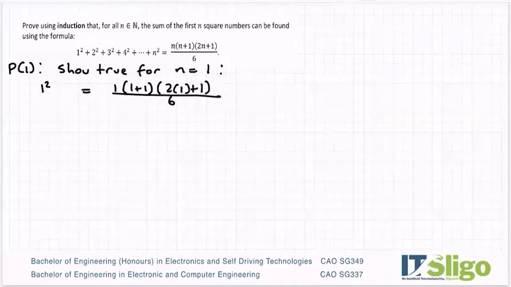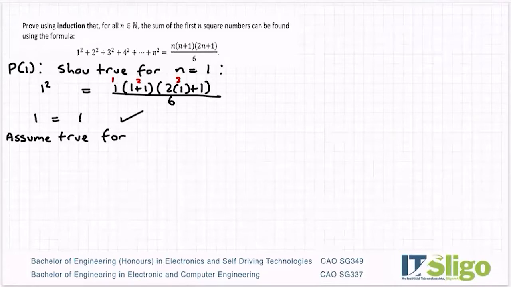Okay, so that's 1. 1 and 1 is 2, 2 times 1 is 2, that's 3. 3 by 2 by 1 is 6, so 6 over 6 is 1. So I'm getting here that 1 is equal to 1. Therefore, it's true for n is equal to 1. Okay, step 2, assume true for n is equal to k.